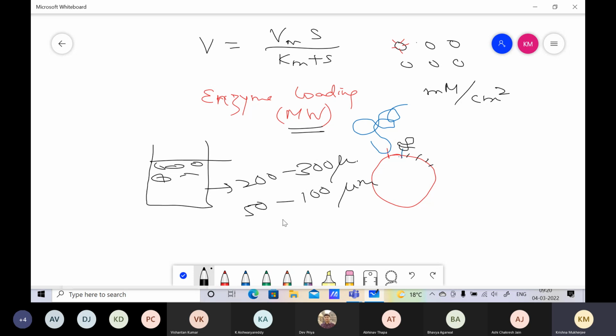Microns. And suppose I tell you that the bead size is 200 to 300 microns, and suppose I tell you that, let us say some number, I say 1 millimole, or let me put some number, 2.